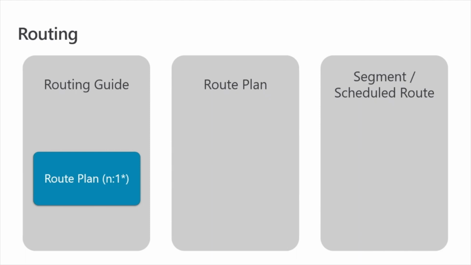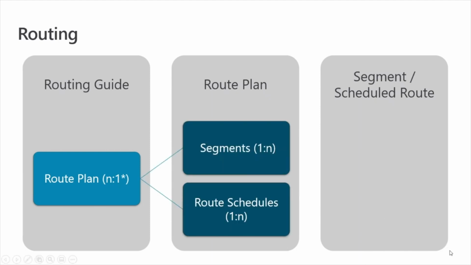So if we drill one more level into our pyramid here, if we look at our routing plans, they contain a couple of things. They're going to contain many segments, so one routing plan to many segments. And they may also contain those route schedules that I just spoke about. And the route schedules can be a one-to-many relationship on the plan as well. So I may have a route schedule that runs every Monday, Wednesday, Friday, right? So I'm going to have many scheduled routes within that one route plan.